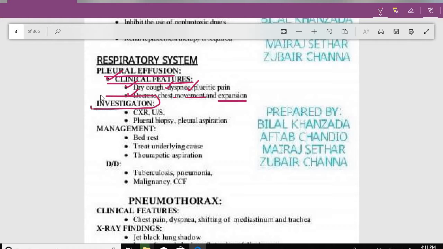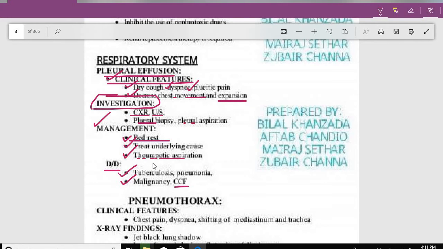Investigation: what investigations will be performed for pleural effusion? We will perform chest x-ray, ultrasound, pleural biopsy, and pleural aspiration. How will we manage the patient with pleural effusion? We will ask the patient to take bed rest, treat the underlying cause, and therapeutic aspiration should be done to treat pleural effusion. What should be the differential diagnosis for pleural effusion? There should be tuberculosis, pneumonia, malignancy, and congestive cardiac failure.